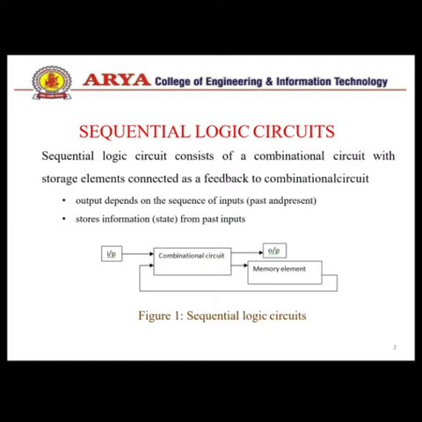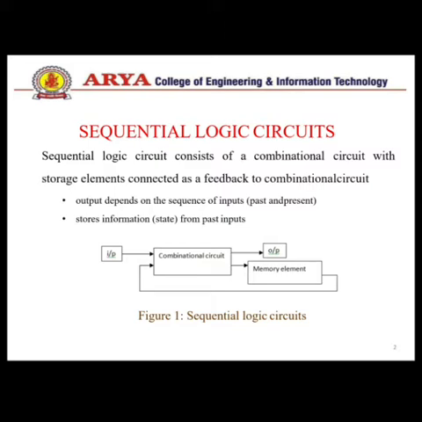The output of a sequential circuit depends not only on the combination of present inputs but also on the previous output. The previous output is nothing but the present state. Therefore, a sequential circuit contains a combinational circuit along with memory storage elements. Some sequential circuits may not contain a combinational circuit but only memory elements.